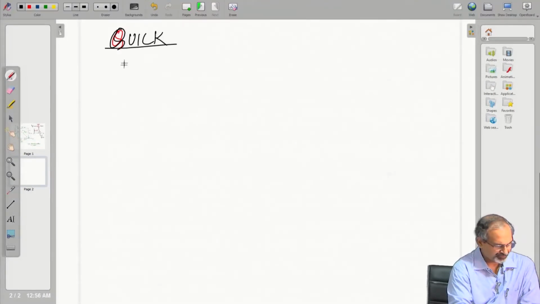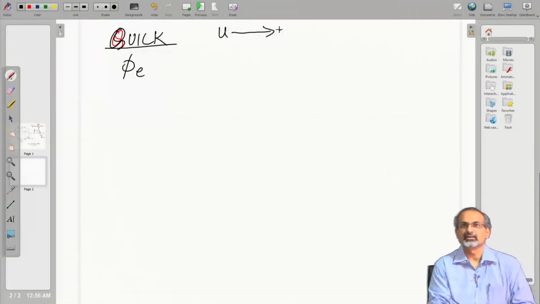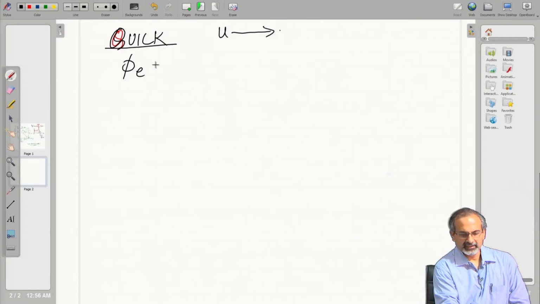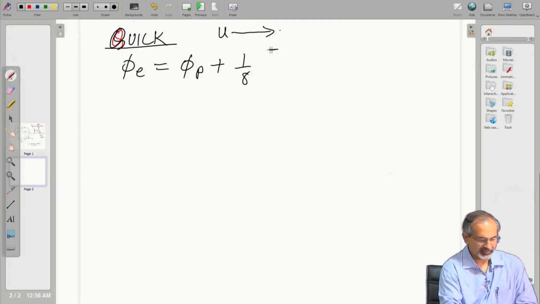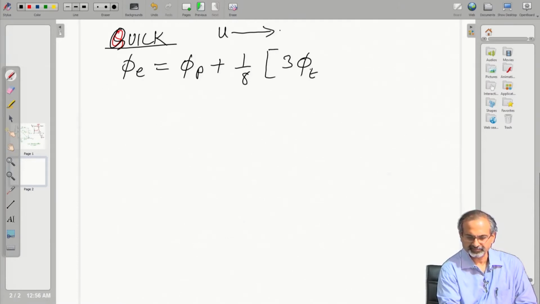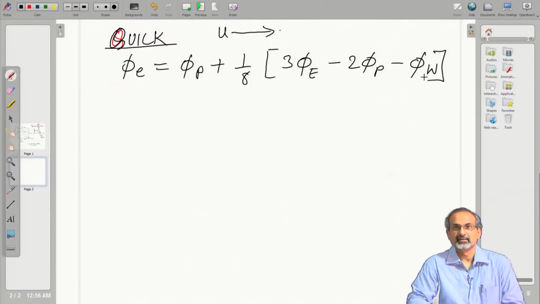In the QUICK scheme, when the flow is from left to right, that means u is moving from left to right, we say that phi e would be reconstructed by using the formula phi p plus 1/8 (3 phi e minus 2 phi p minus phi w). This is already known to us. We have done it in the previous lecture.